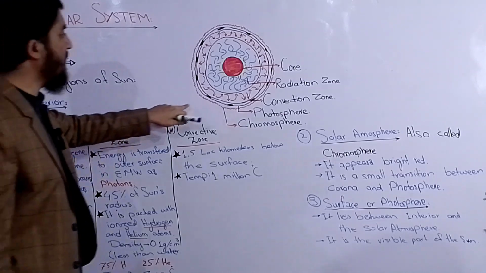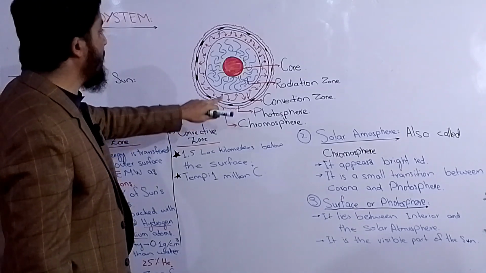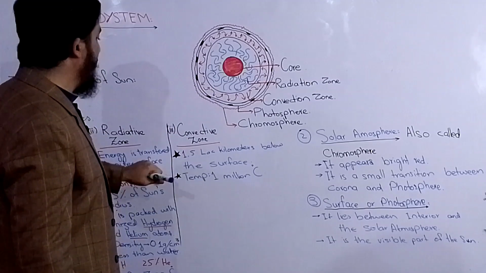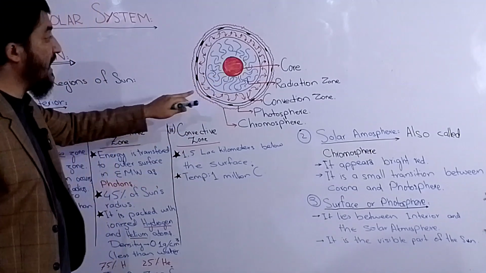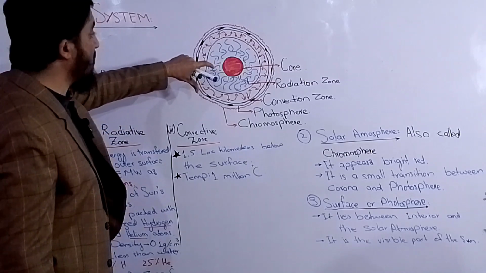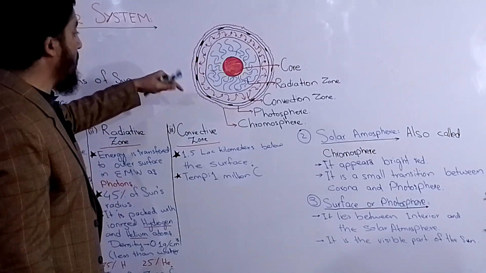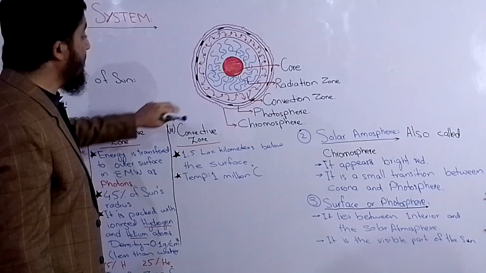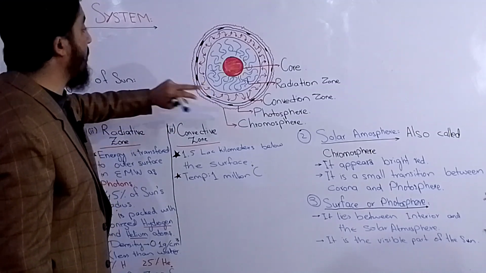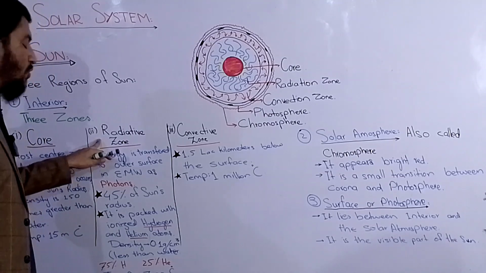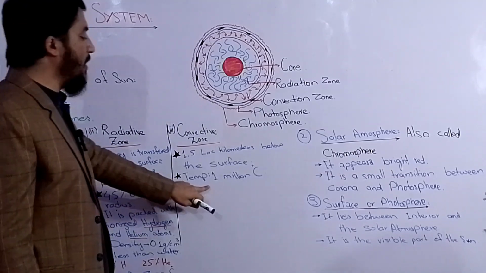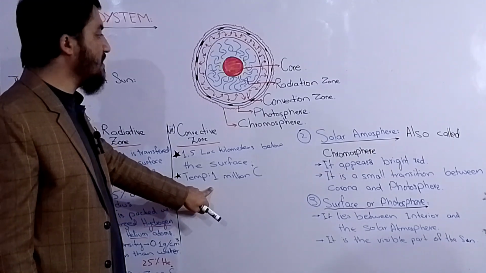Then comes the convective zone, which is the last part of the interior region. It starts from about 1.5 to 2 lakh kilometers below the sun's surface and extends towards the outer region, and it has a temperature much less than the radiative zone or the core, about 1 million degrees Celsius.